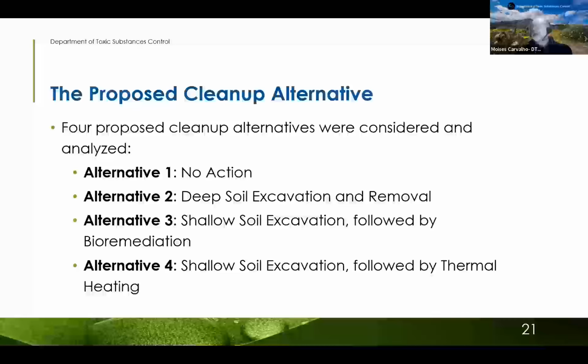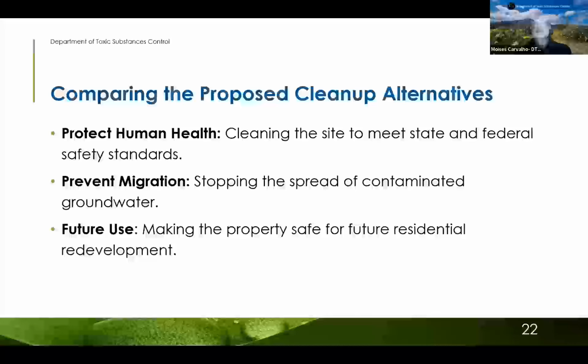What is the proposed cleanup alternative that we are considering? Our team of engineers and scientists analyzed 4 alternatives. Alternative 1 is a no action scenario. This is required by the regulations, but since contaminants pose a risk, it's not an option that we will choose. So we just carry that alternative as a comparison. Alternatives 2, 3, and 4 are the actual cleanup options. They vary in terms of cost, effectiveness, and impact on the community.